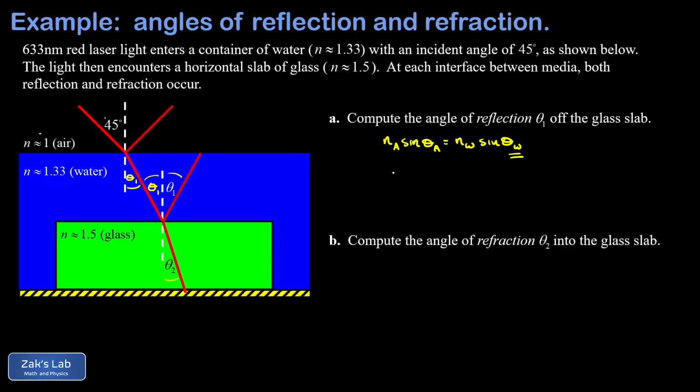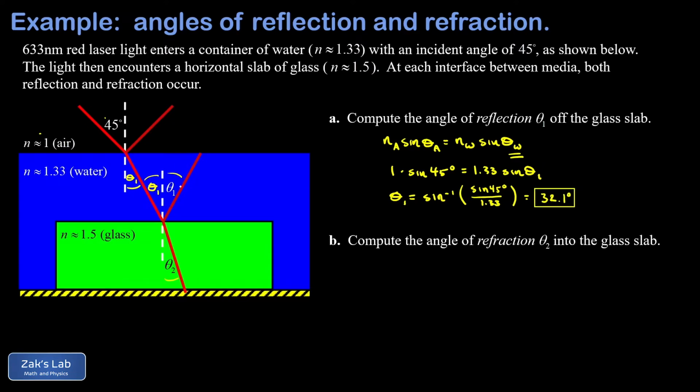We go ahead and plug in the index of refraction for air, that's about 1. The incident angle, 45 degrees. The index of refraction for the water, 1.33. And then the refracted angle into the water, theta 1. Well, the only unknown here is theta 1, so we divide by 1.33 on both sides, and then we invert the sine function. We take the inverse sine. And this gives us a refracted angle of about 32.1 degrees.